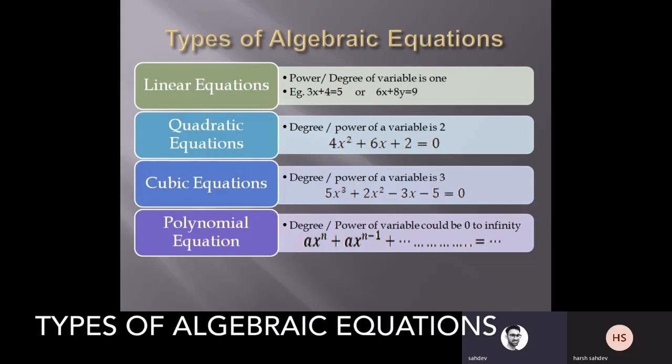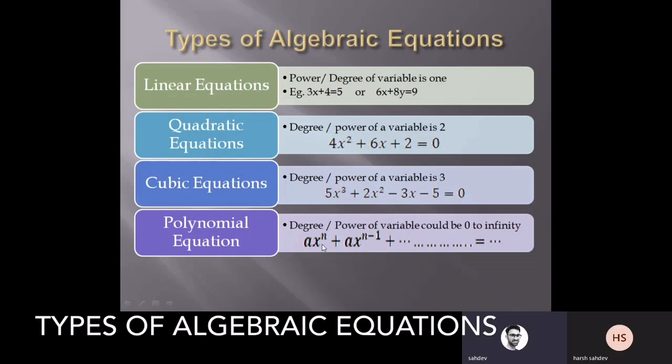Cubic equation: the degree or power of a variable is 3. Whenever the maximum power is 3 for a variable, let's say 5x cube plus 2x square minus 3x minus 5 equals 0, this shows that the variable has a maximum power 3, therefore it will be a cubic equation. You will study this in the next class, but you should have a basic knowledge of what are linear, quadratic and cubic equations.